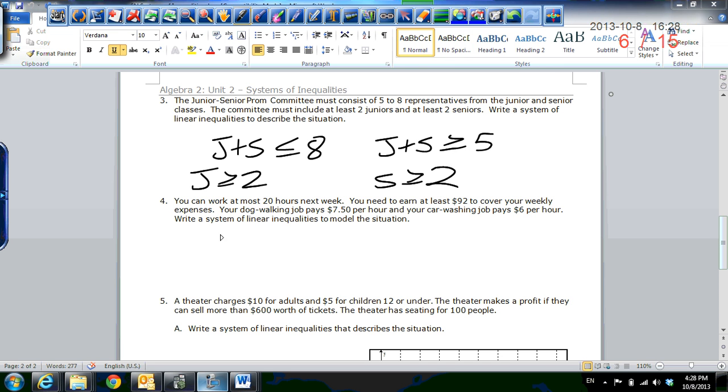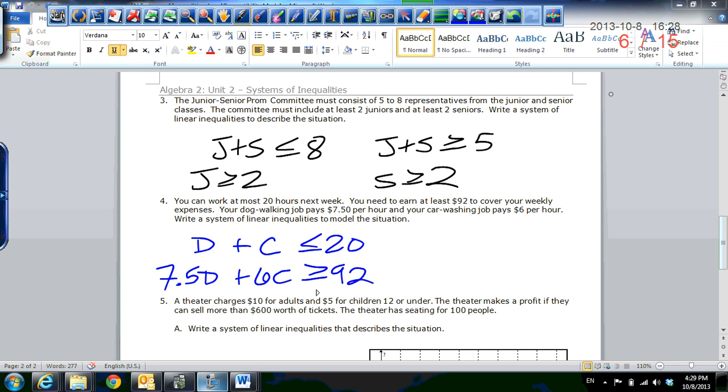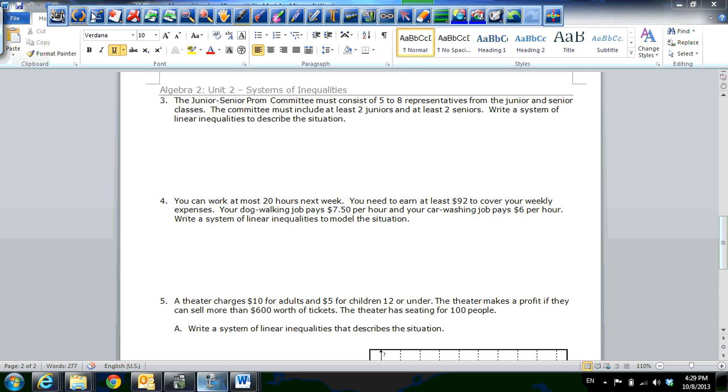My next one says we got to work 20 hours. So our dog walking job plus our car washing job needs to be at most 20 hours. So that's going to be less than or equal to. Then for our cash one, the 92 and 7.50 and all that stuff, our dog walking pays 7.50, so I'm going to do 7.5D plus 6C. We need to at least earn 92 bucks, so greater than or equal to 92. So that's just reading it. Sometimes we need 4, sometimes we need 2 equations, sometimes even 3.